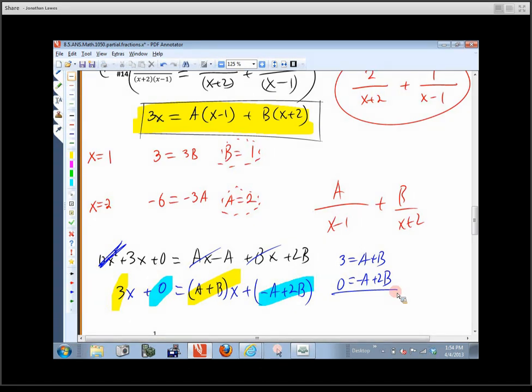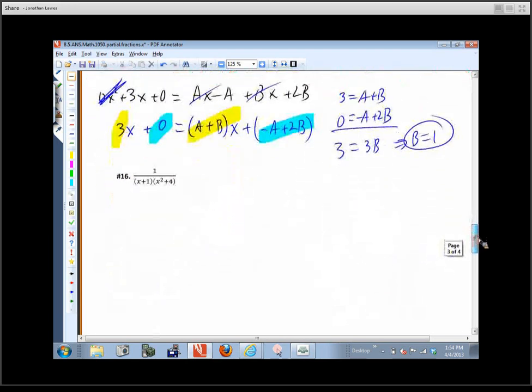Okay? But look, this is a 3. The a's go away, and this is 3b. So what's b? B is equal to 1, just like we found before. So see how that's just nice confirmation there? Is that enough? Okay. Anything else?